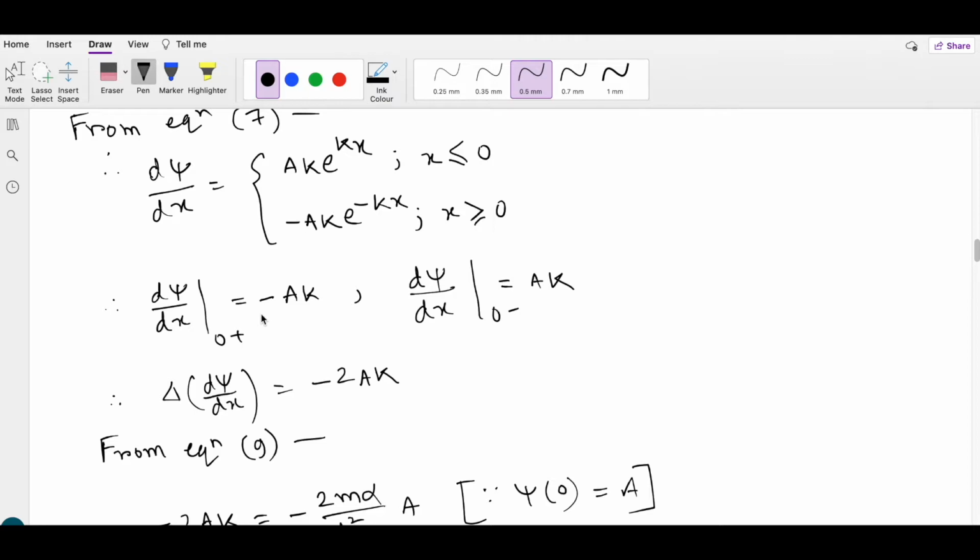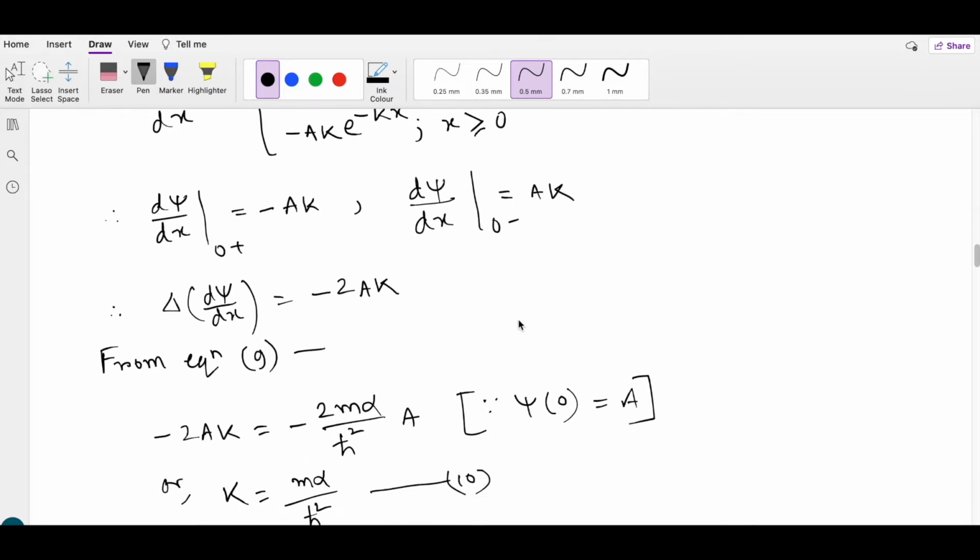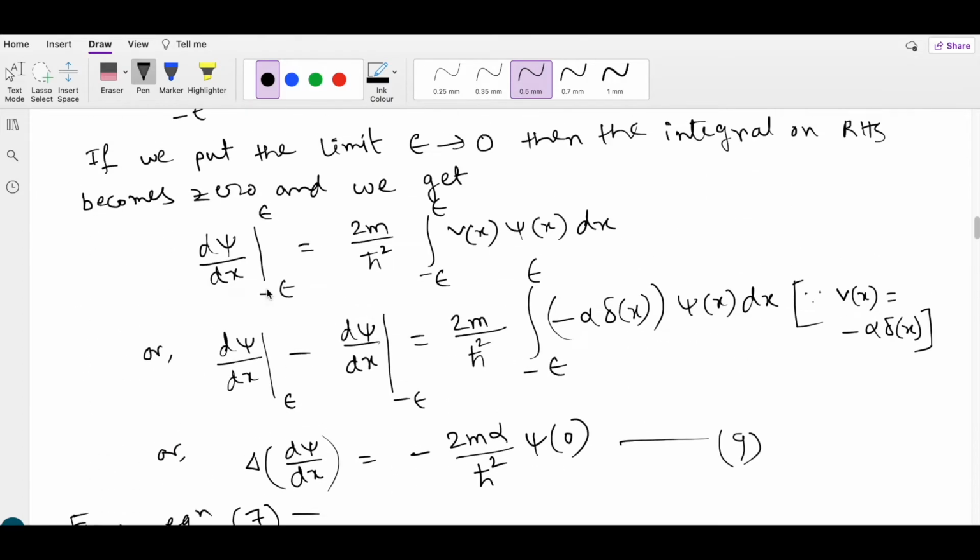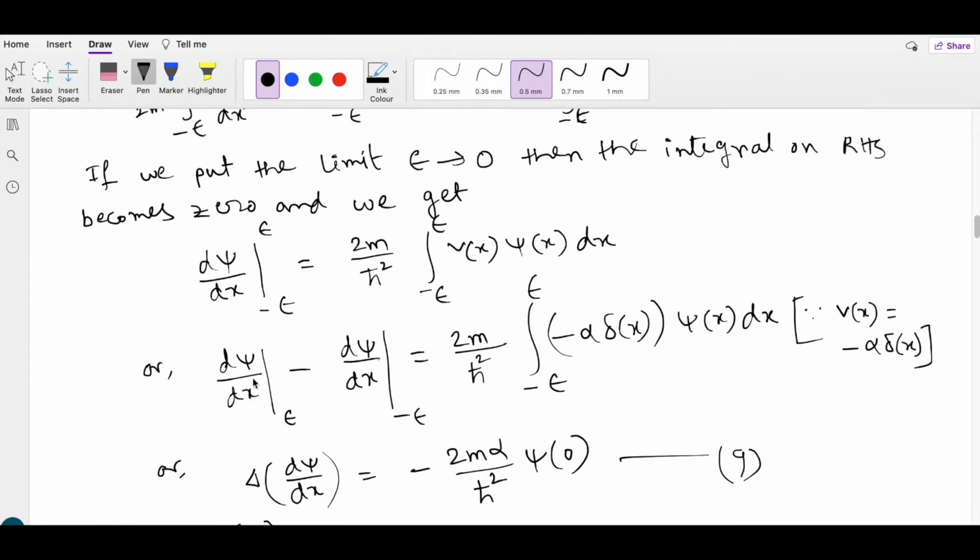So dψ/dx at 0+ is minus ak, and dψ/dx at 0- is ak. 0+ and 0- are just points just after the origin and just before the origin. So Δ(dψ/dx) is just dψ/dx at 0+ minus dψ/dx at 0-.